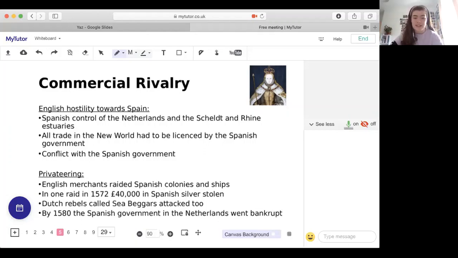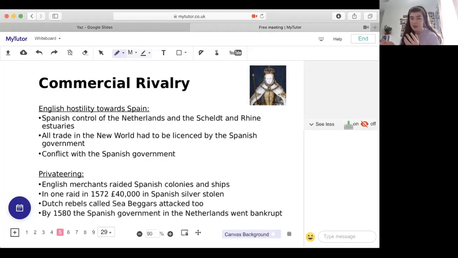This results in English hostility towards Spain. So Spain represented a major barrier to English trade. Spanish control of the Netherlands by the Scheldt and the Rhine estuaries closed off one of the principal trade routes used by English traders in Europe. So trade in Europe is reduced because they've got control of these estuaries. All trade in the New World had to be licensed by the Spanish government, which then limits the opportunities of English traders because they have to get licenses from Spain.